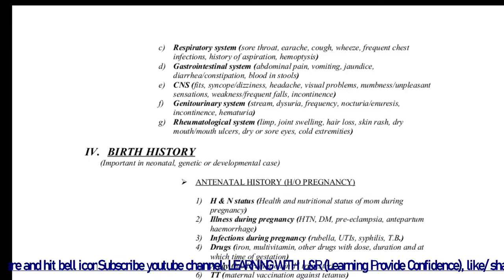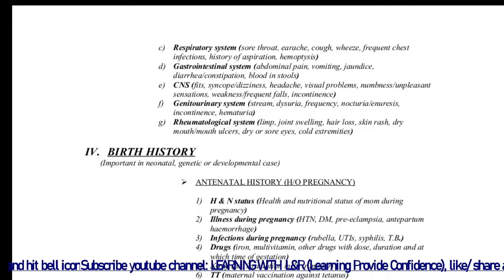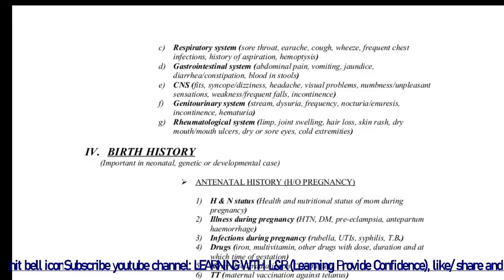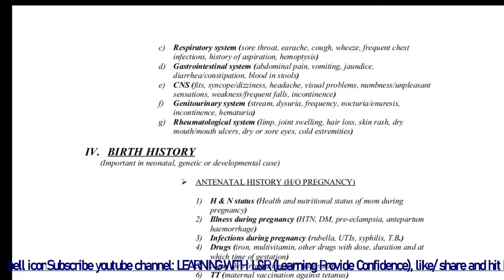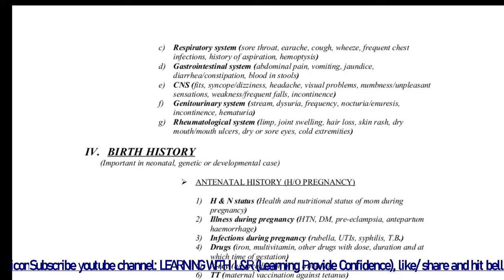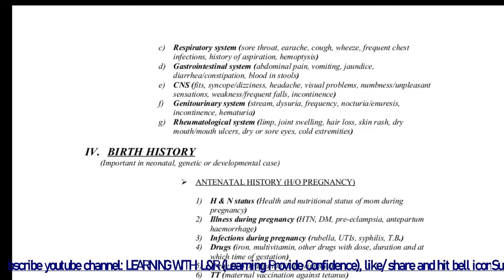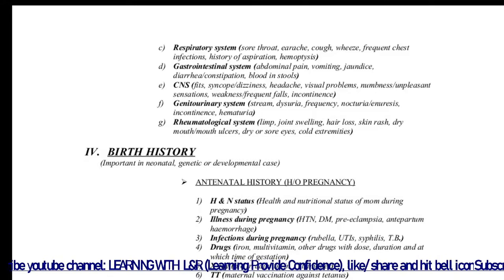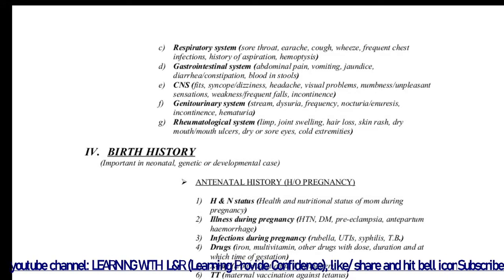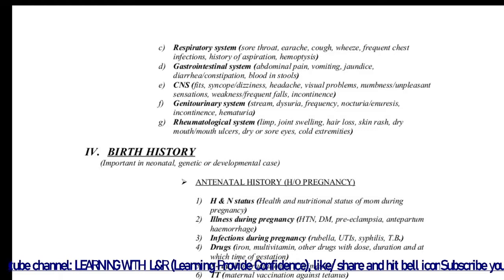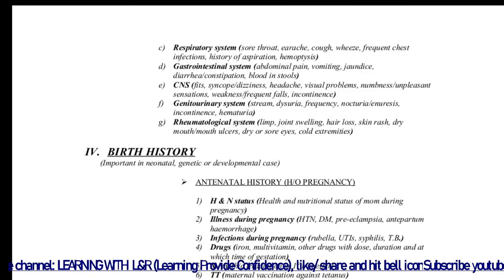Okay. Then rheumatological system: limp, actually, when the child walks, he or she finds it difficult to walk. Okay. Joint swelling, hair loss, skin rash, dry mouth and mouth ulcer, dry or sore eyes, cold extremities. After that, the birth history.